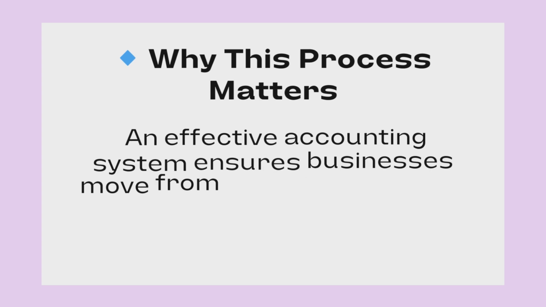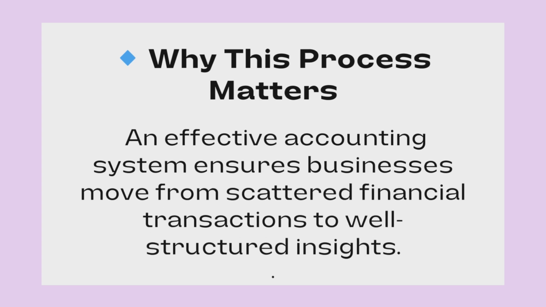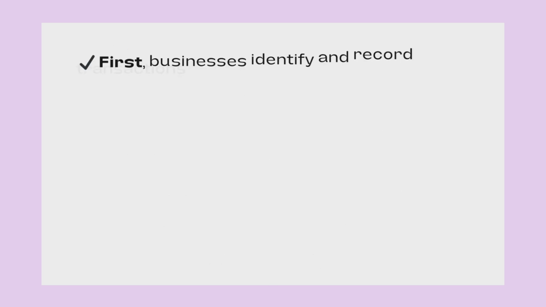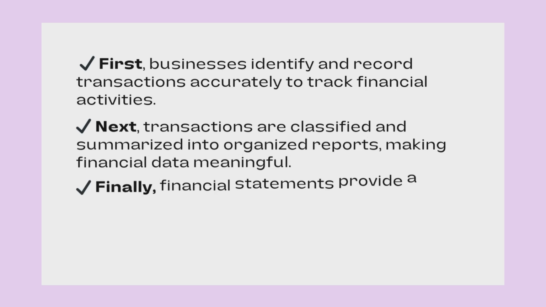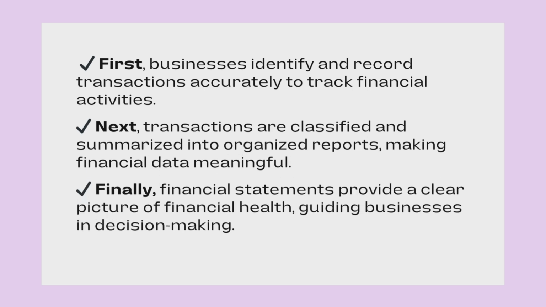Why this process matters. An effective accounting system ensures businesses move from scattered financial transactions to well-structured insights. First, businesses identify and record transactions accurately to track financial activities. Next, transactions are classified and summarized into organized reports, making financial data meaningful. Finally, financial statements provide a clear picture of financial health, guiding businesses in decision-making.